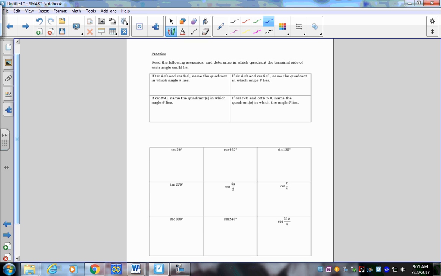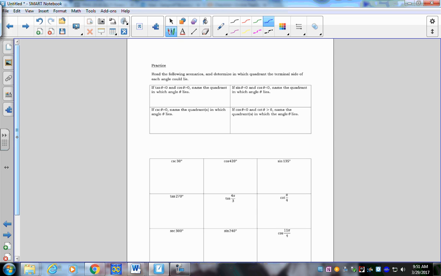Okay, up top it says read the following scenarios and determine in which quadrant the terminal side of each angle could lie. All right, before we get started, I'm just going to write down my pertinent information. All students take calculus. And I'm going to write the information for my 60, my 45, and my 30.